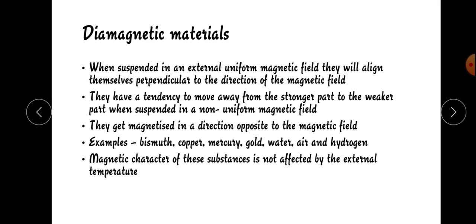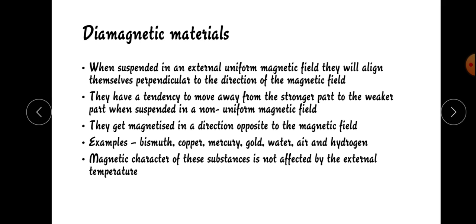They have a tendency to move away from the stronger part to the weaker part when suspended in a non-uniform magnetic field. They get magnetized in the direction opposite to the magnetic field.